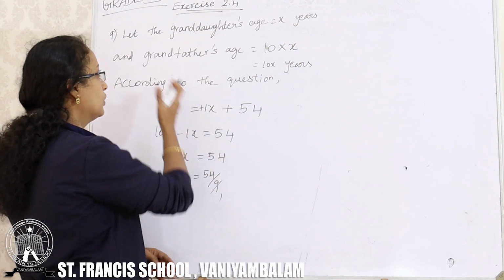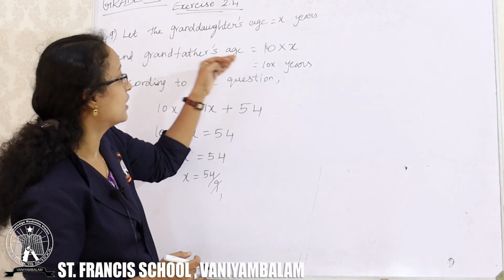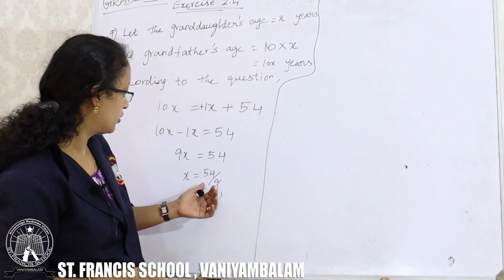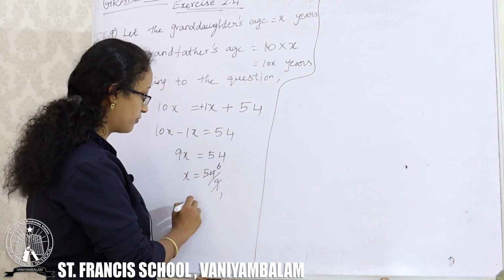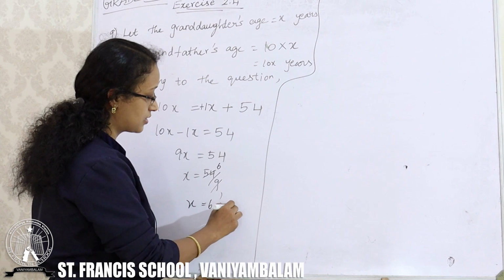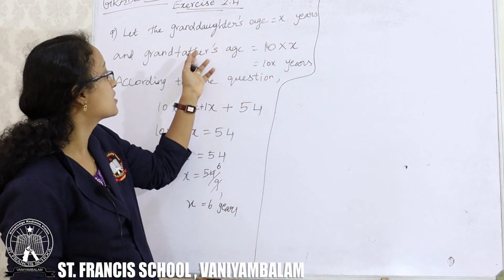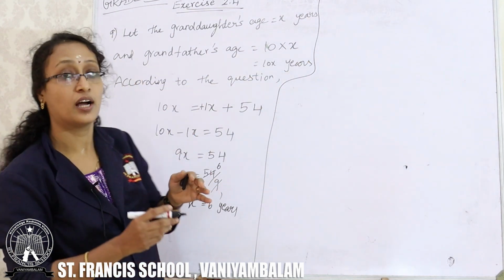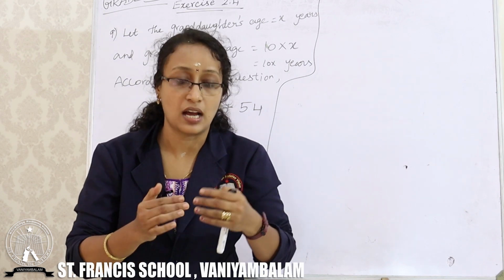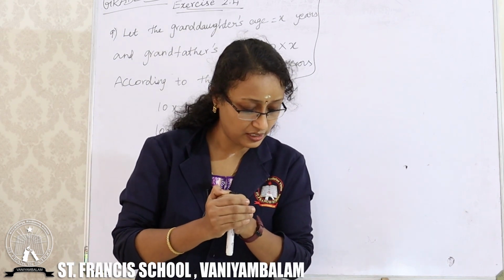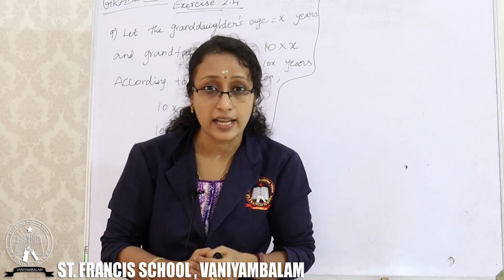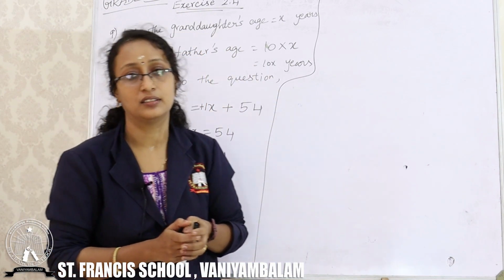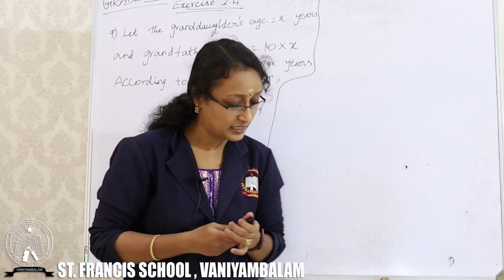So you will get the x value, 6 years, and find the grandfather's age also. Who is this x? x is the granddaughter. The grandfather's age is 10 into x, so 10 into 6 is 60 years. It is given, find their present ages. Not only the x value, you have to find both the ages of granddaughter and grandfather. Okay. Next problem, 10th problem.